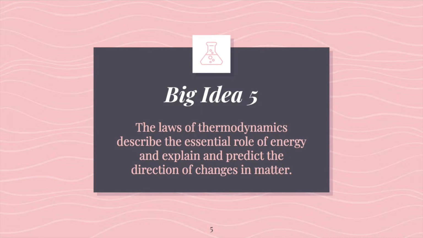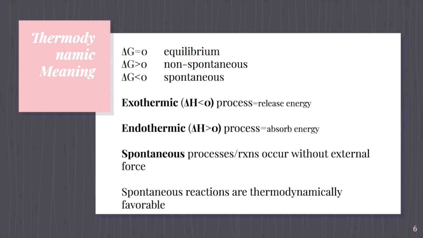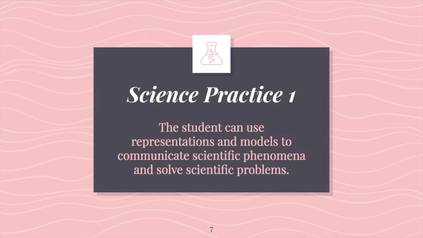We'll use Big Idea 5. The laws of thermodynamics describe the essential role of energy and explain and predict the direction of changes in matter. If delta G equals 0, the process is at equilibrium. If delta G is greater than 0, the process is non-spontaneous, and if delta G is less than 0, the process is spontaneous. Exothermic processes release energy and endothermic processes absorb energy. Spontaneous processes occur without external forces, and these are thermodynamically favorable.